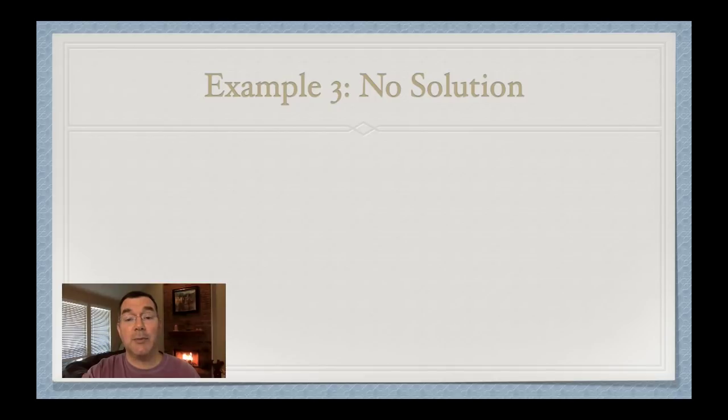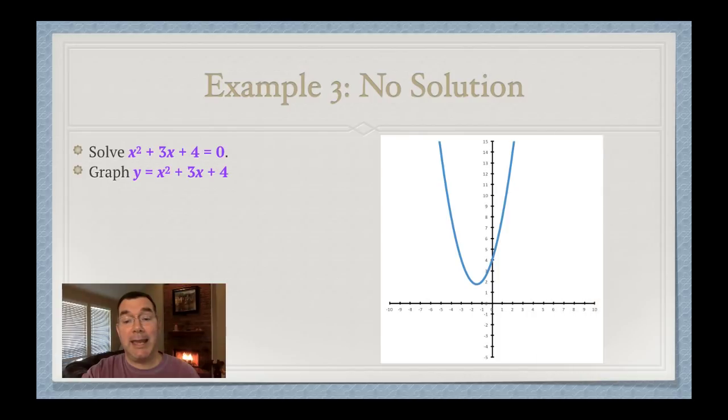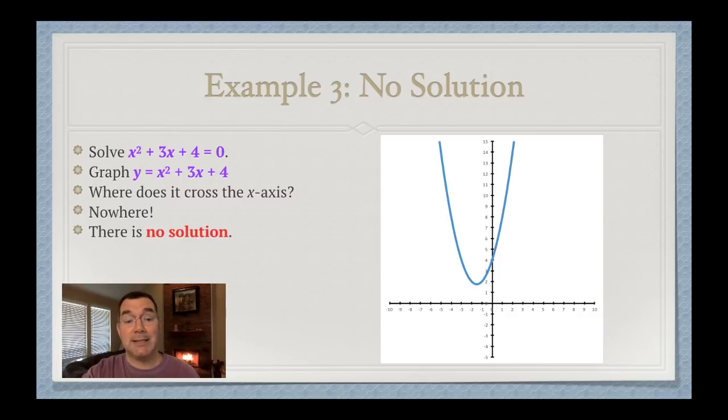And the last thing that could possibly happen is that there's no solution. All right, so if I solve x squared plus 3x plus 4 equals 0, what I'm going to do is graph that, and I'm going to look at where it crosses the x-axis. Okay, well, it doesn't cross the x-axis, so what that means is there's no solution to this quadratic equation. All right, and that's the last thing that could possibly happen. So those are the three situations that could occur.